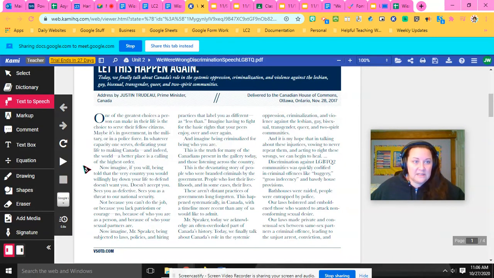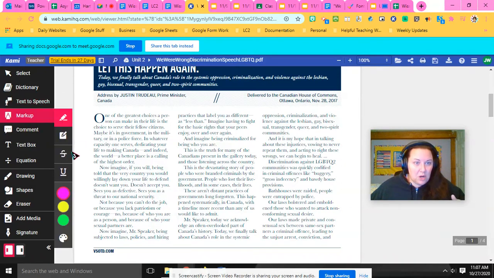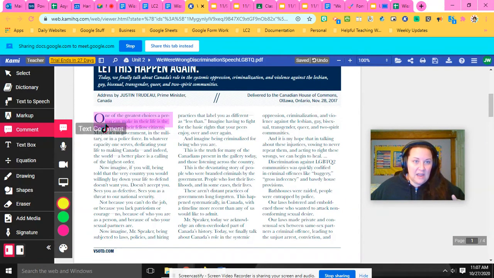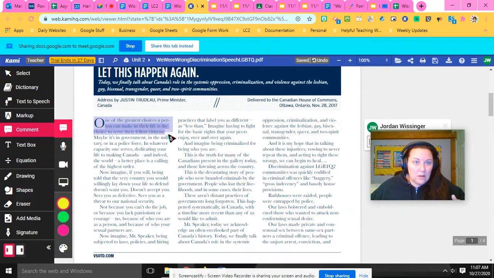So right there I can stop, right? And that's an idea: the idea of making your life choices to serve fellow citizens. So I'm going to use the markup option, and I'm going to use purple for that. In my notes, I can even write a comment here.